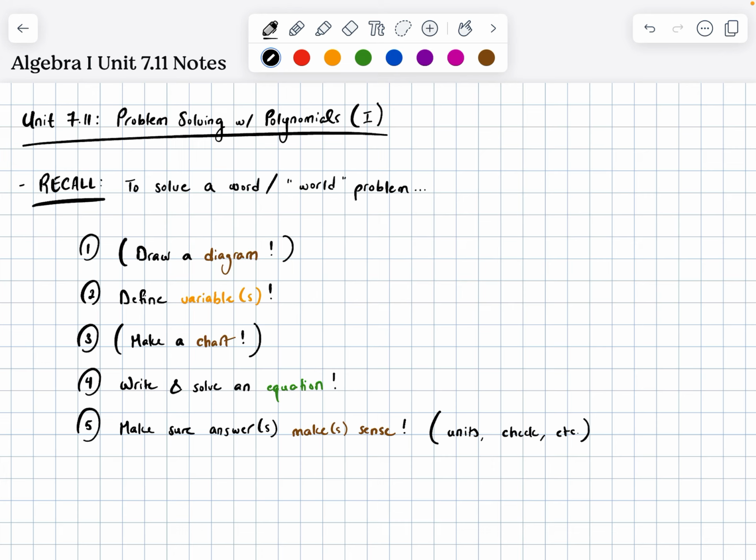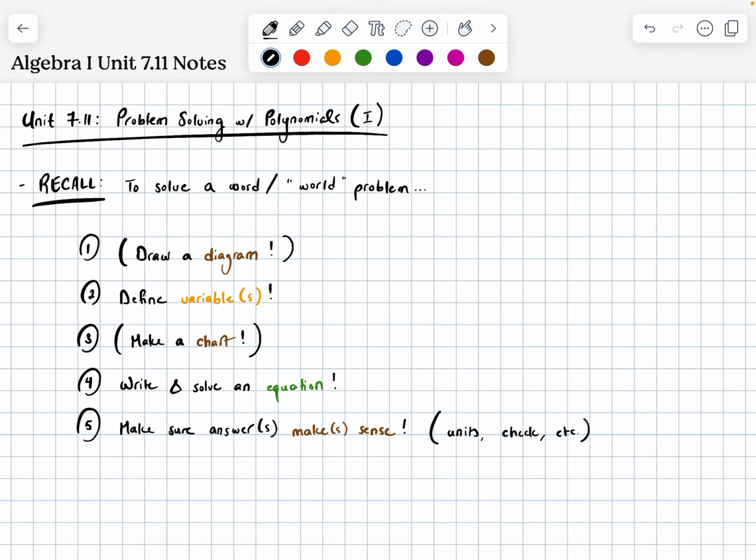From there, I definitely need to know what I'm solving for, so defining a variable or variables to stand in for the unknown or unknowns in my problem is going to be necessary. From there, maybe, maybe not, but there could be some kind of formula that I want to use to my advantage. In that case, some kind of chart or graphic organizer might be useful.